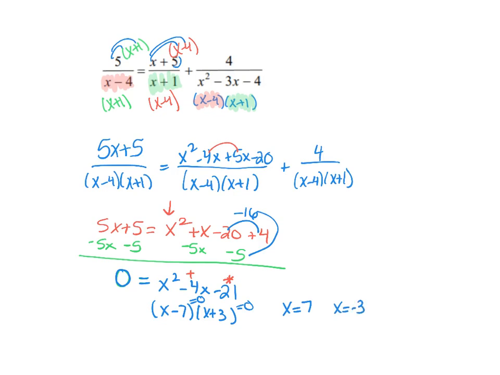Now double check, because my excluded values would have been 4 and negative 1, because those are the two values that would have made my denominator 0. Since neither of these are my excluded values, I know that these both are my solutions to this problem.